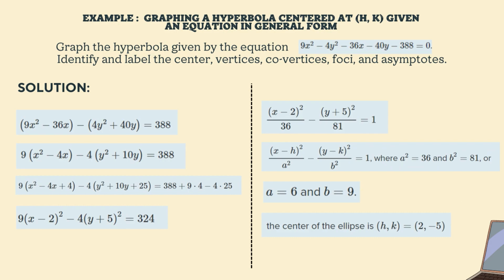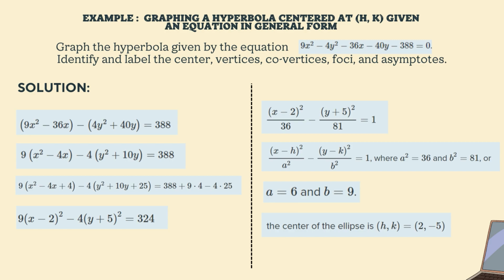Graphing a hyperbola centered at (h, k) given an equation in general form. So we need to graph the hyperbola given by the equation 9x squared minus 4y squared minus 36x minus 40y minus 38 equal to 0. We should identify and label the center, vertices, co-vertices, foci, and asymptotes.